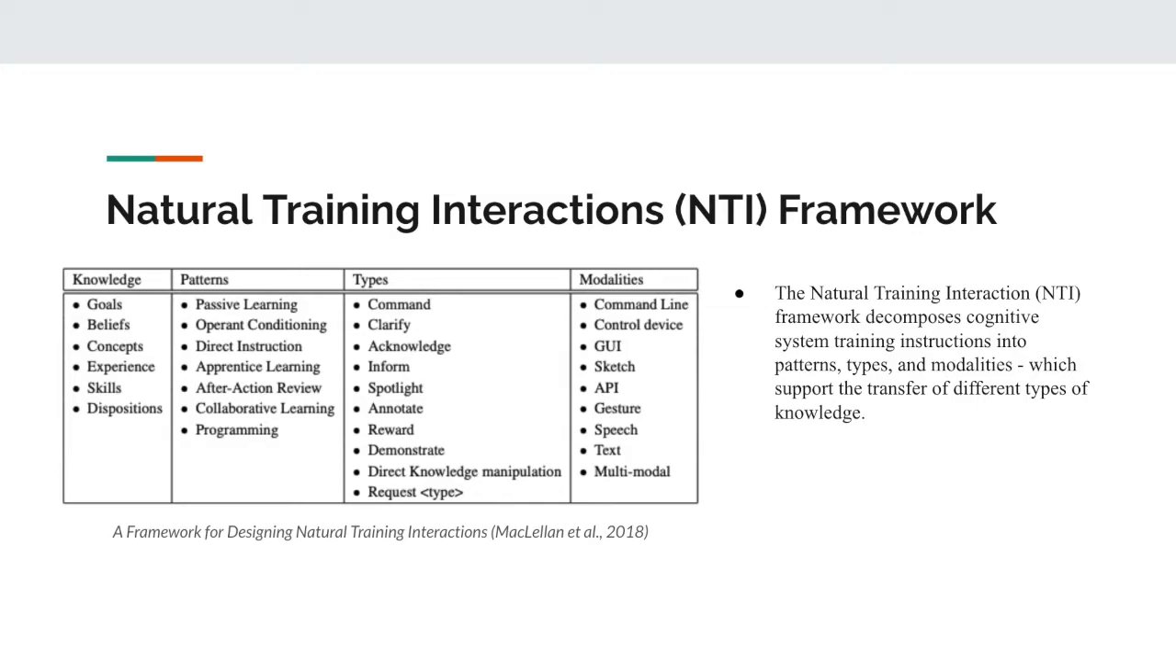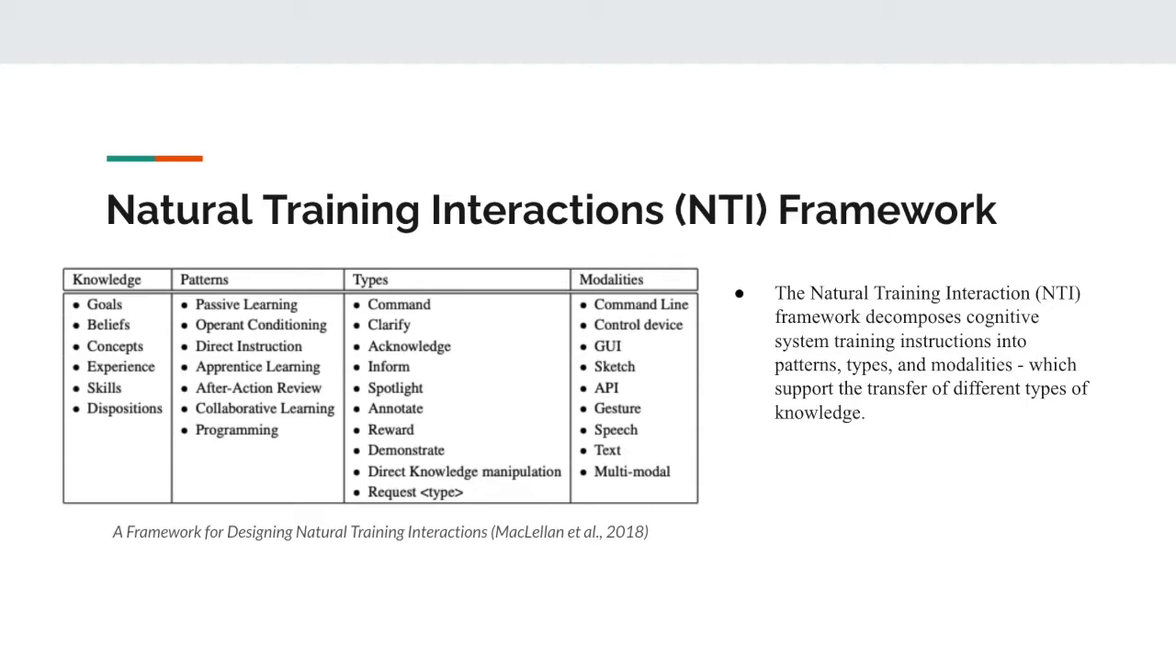And these four characteristics are knowledge, patterns, types, and modalities. So in the context of an interaction, the goal of any interaction between a human and an AI agent is to change the agent's knowledge. Whoever is changing this knowledge must use some kind of instructional pattern, and as this pattern is being used, you must engage in several types of interactions. This might include command, acknowledge, inform. And lastly, these interactions are done by different modalities.